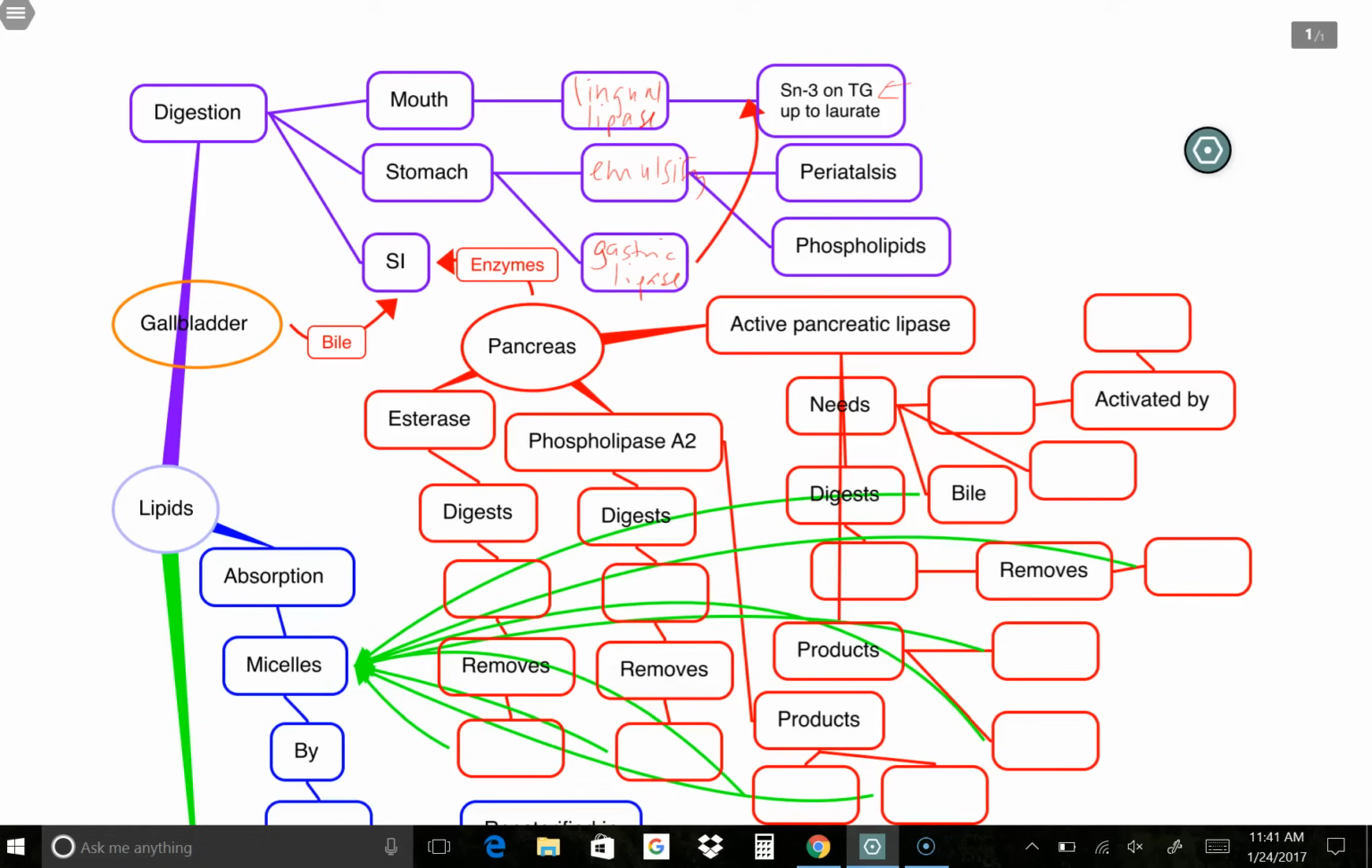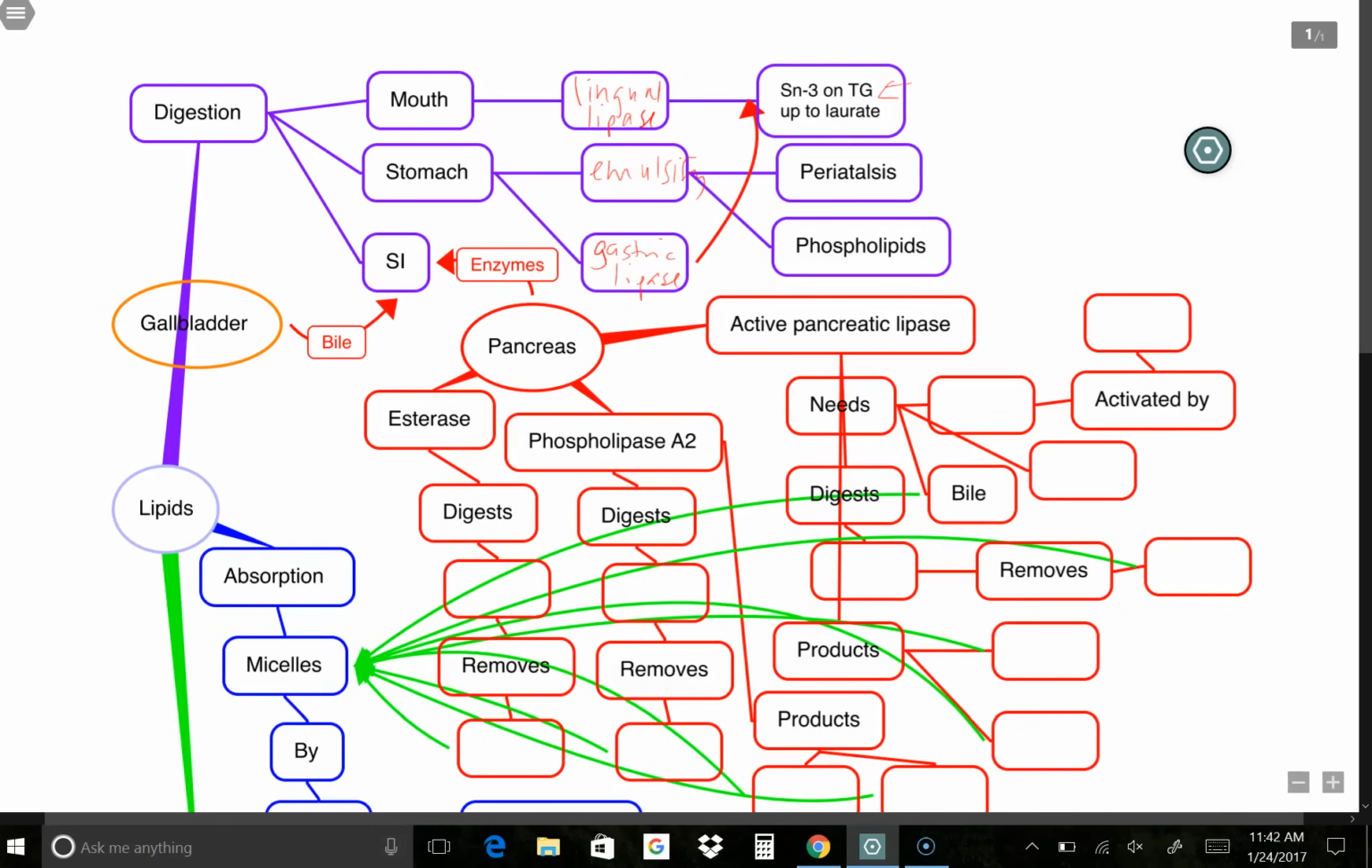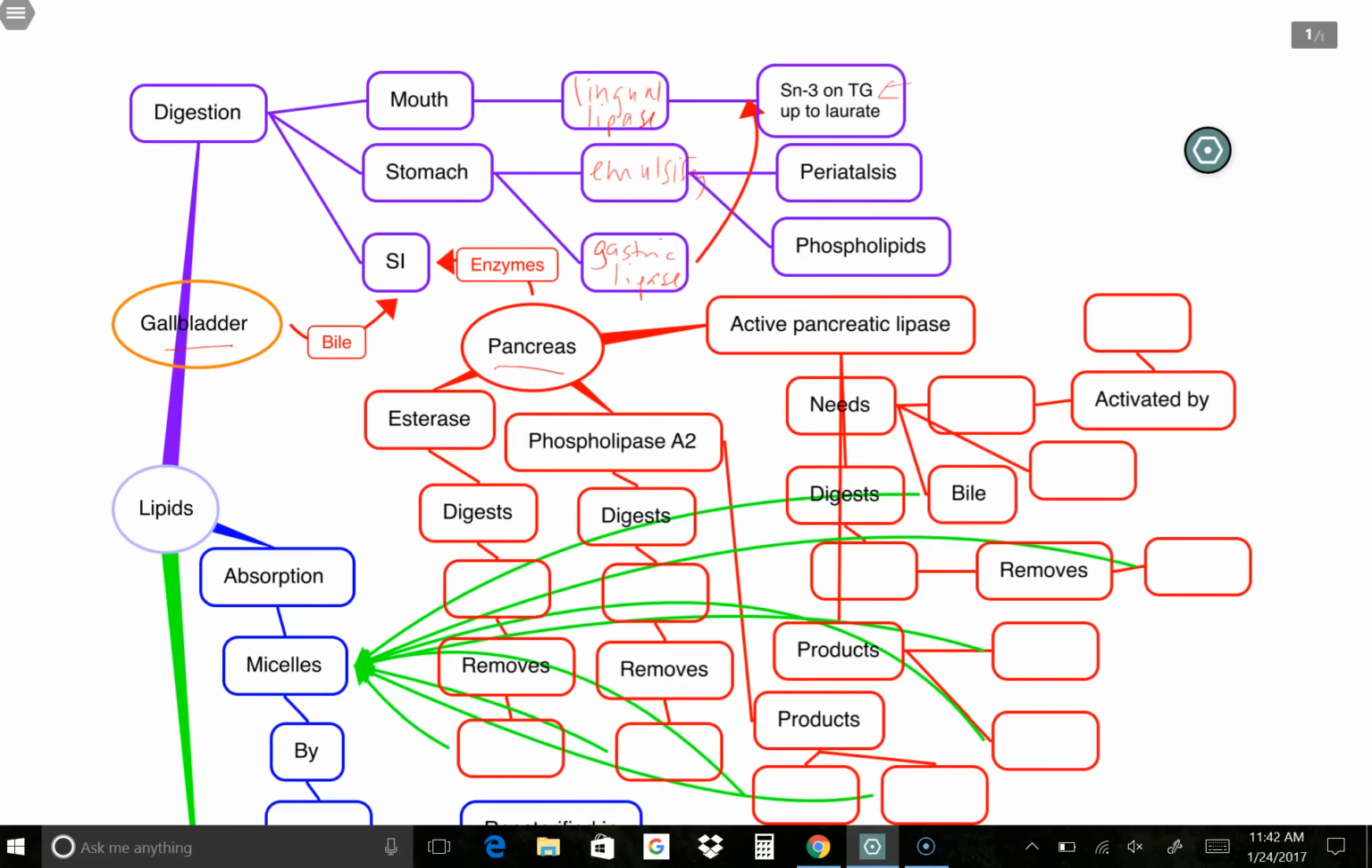Again, no phospholipid digestion, no cholesterol digestion in the mouth or in the stomach. That only happens in the small intestine. So in the small intestine, we have a couple different things that are going to be dumped into the small intestine. We have bile coming in from the gallbladder. We have our pancreas dumping in a bunch of our enzymes. But there's no brush border lipases, which is a big thing to note.